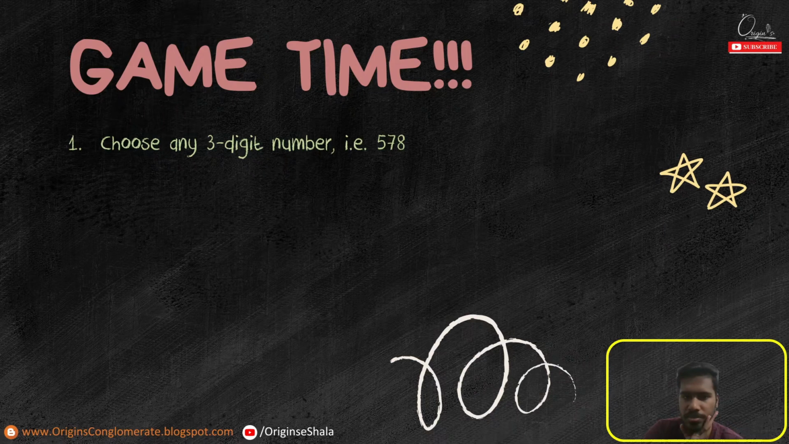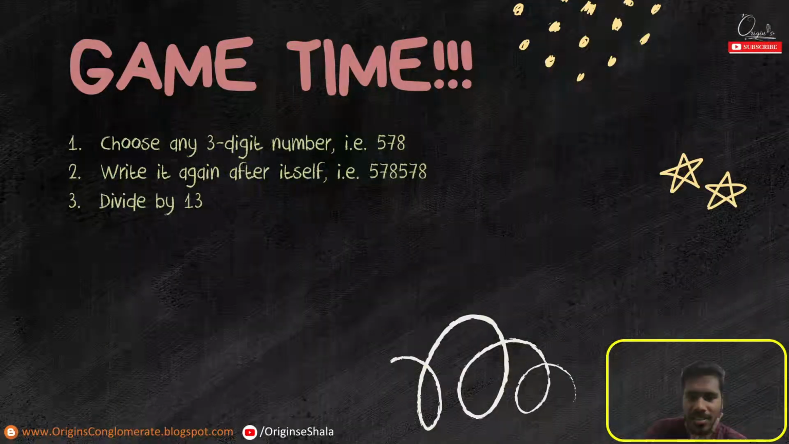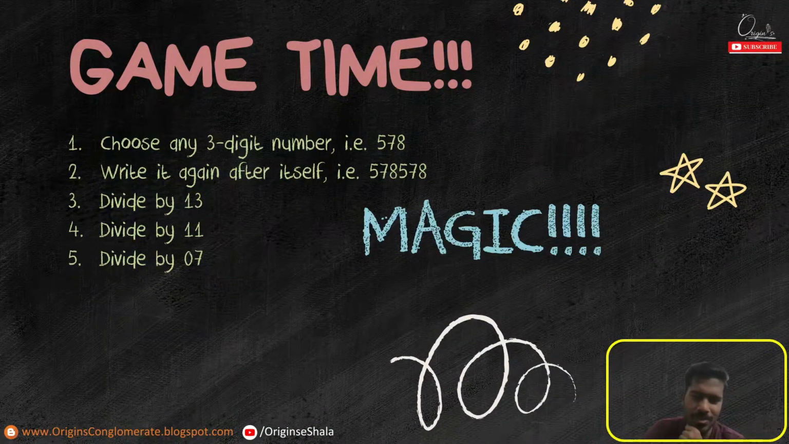You can take any 3-digit number from 101 to 999 and just write it again after itself and make it a 6-digit number like this. Now divide it by 13, whatever value you get, divide it by 11, and again whatever value you get, divide it by 7. Surprised? That's the magic. I'm sure many of you might be surprised.